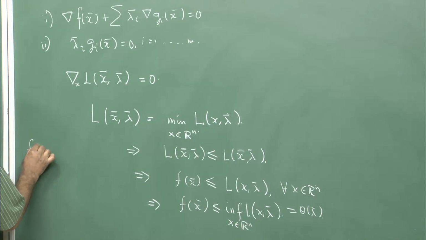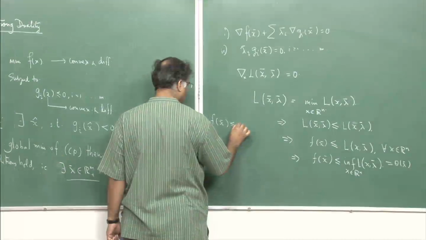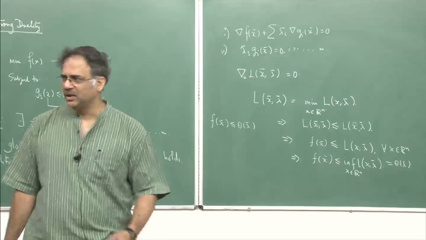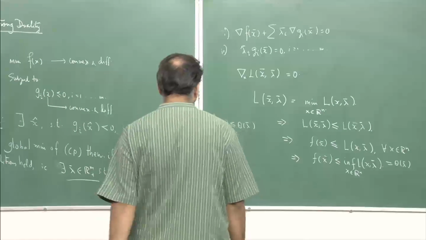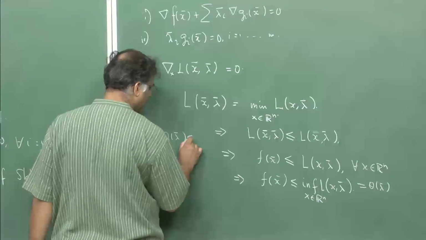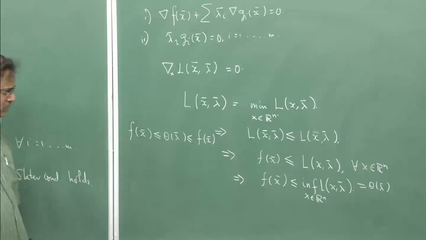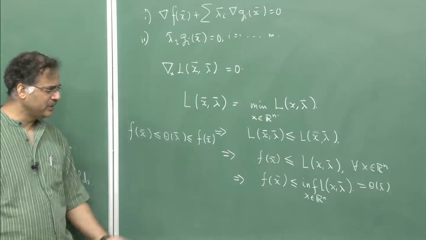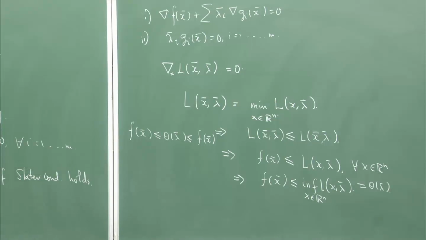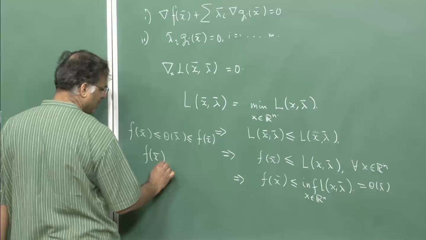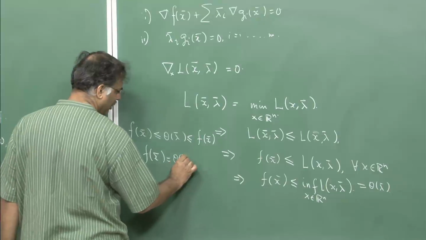So, what we have obtained from there is f x bar is less than or equal to theta lambda bar. But if I go back and look at my weak duality, then I would have theta lambda bar less than or equal to f x bar, because x bar is feasible to the primal and lambda bar is feasible to the dual. Lambda bar just has to be greater than or equal to 0, that is the dual feasibility condition. The dual feasible set is always non-empty in this particular case of Lagrangian duality, which means that f of x bar is equal to theta of lambda bar.